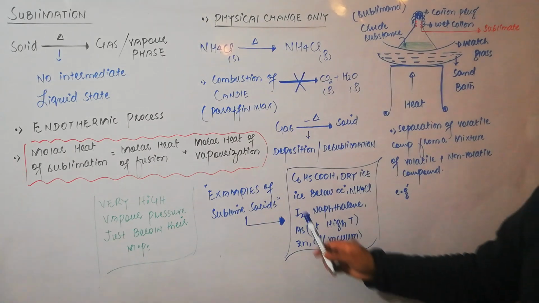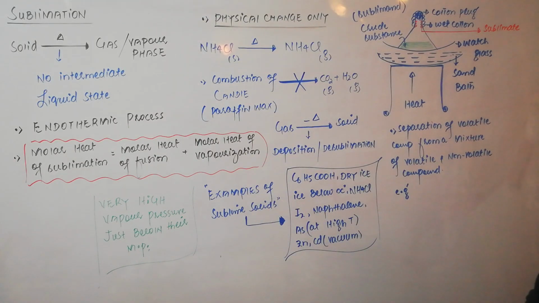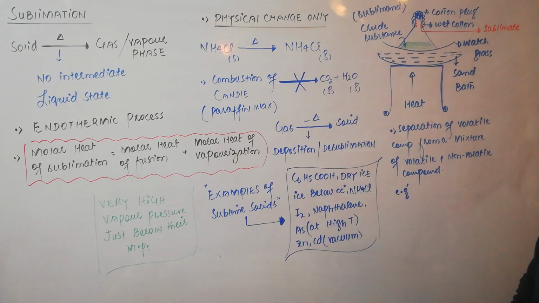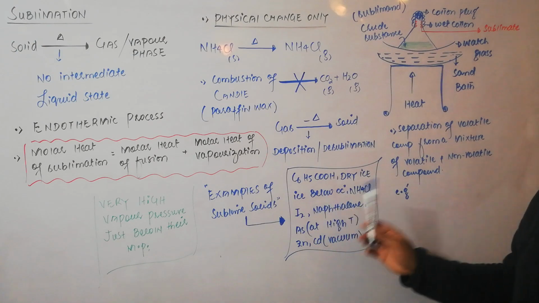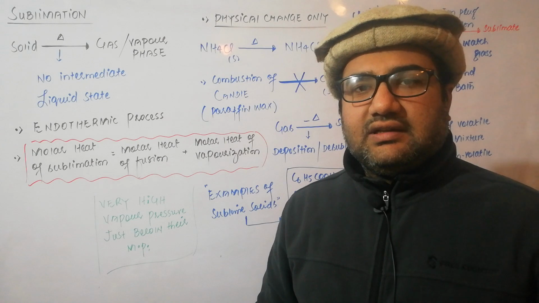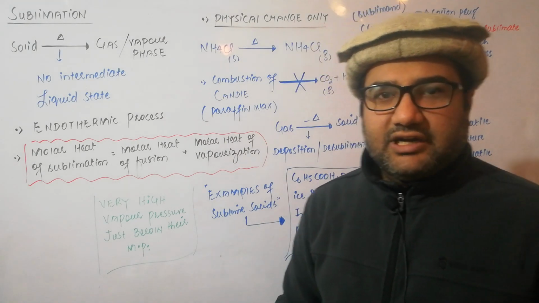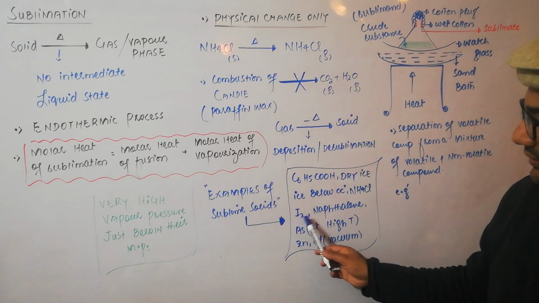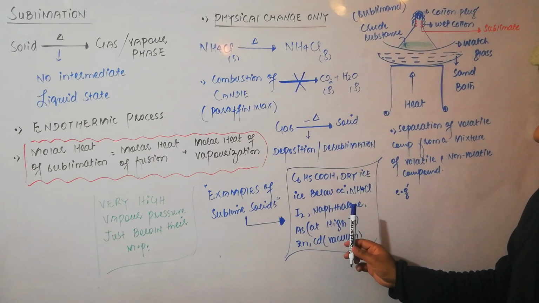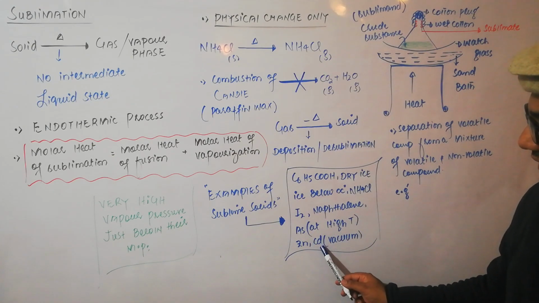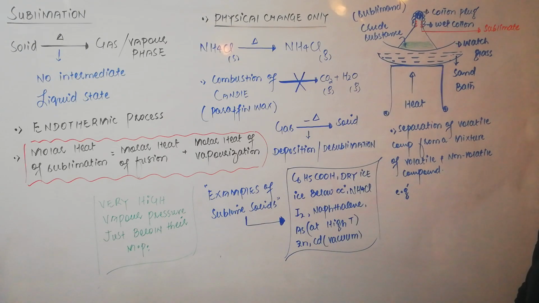Now let us discuss examples of some sublime solids. Benzoic acid, dry ice. Dry ice is solid CO2. Ice below 0 degrees C. You can see the vapor of the ice in your refrigerator. So ice is also a sublime solid below its melting point. Ammonium chloride, iodine, naphthalene, arsenic at very high temperature, zinc and cadmium, but only in vacuum. So these are examples of some sublime solids.